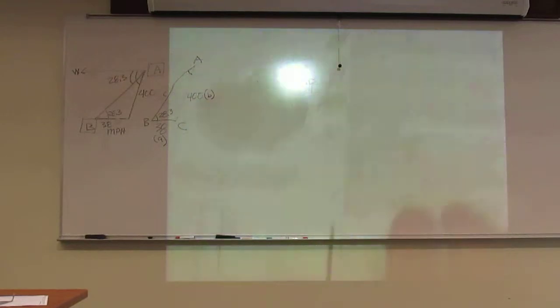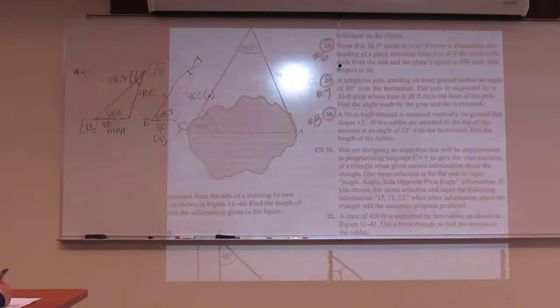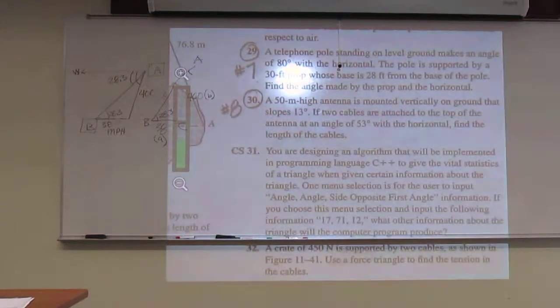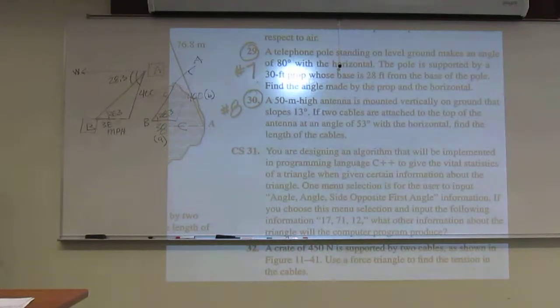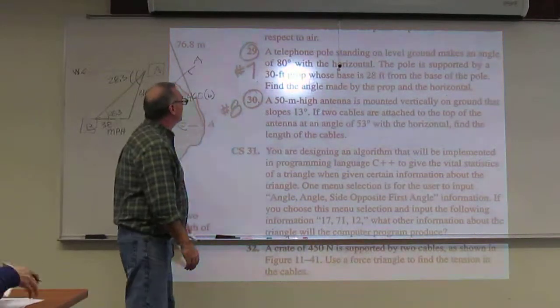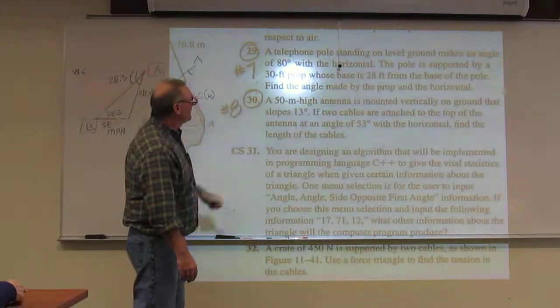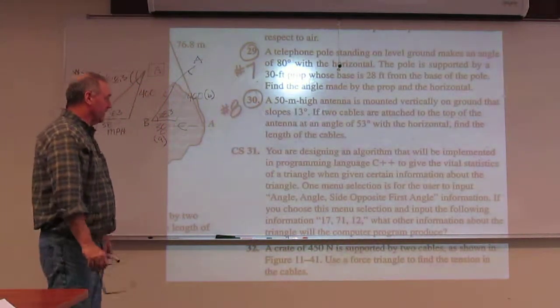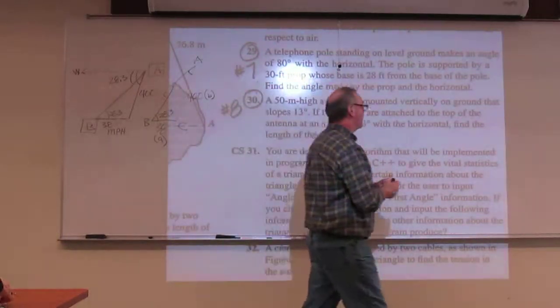All right, okay. Andy, didn't you say 8? 8, yeah. Let's look at 8. Time permitting, I do have a problem that's just like this one that I hope to work today. So here's number 8. A 50-meter high antenna is mounted vertically on the ground. The slope's 13 degrees. It's a nice little problem here.